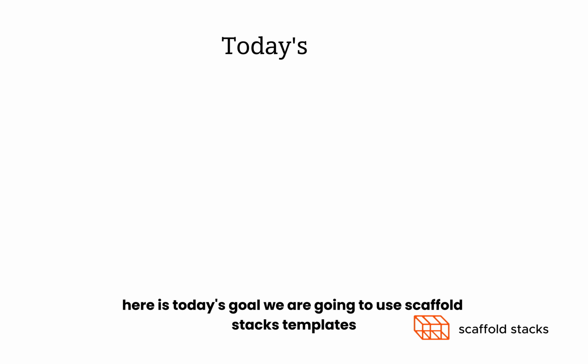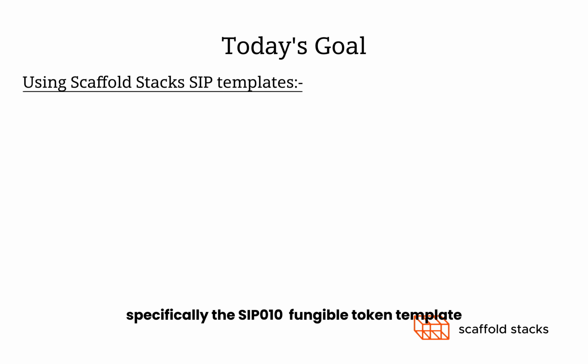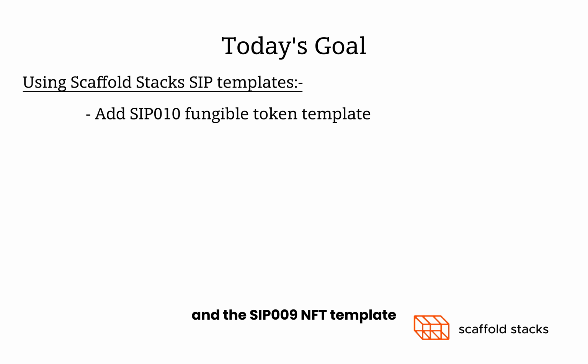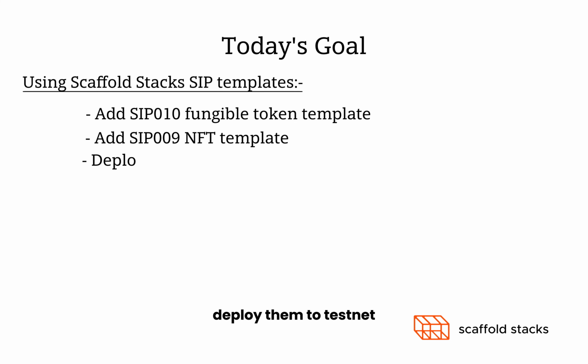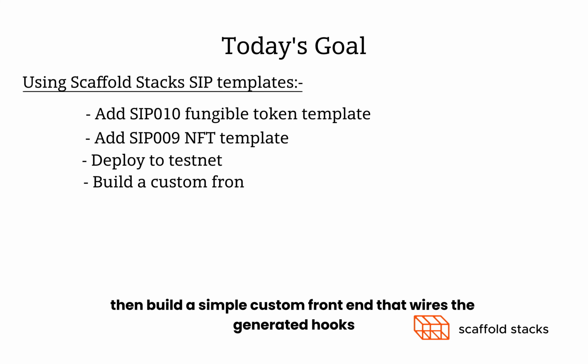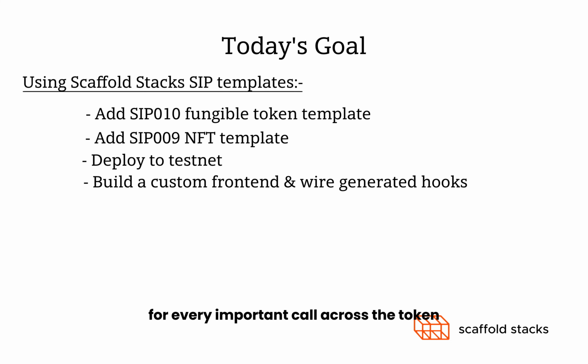Here is today's goal. We are going to use Scaffold Stacks templates, specifically the SIP-010 Fungible Token template and the SIP-009 NFT template. We will add both beside the donation jar we already have, deploy them to Testnet, then build a simple custom frontend that wires the generated hooks for every important call across the token, the NFT, and a light pass on the tip jar.